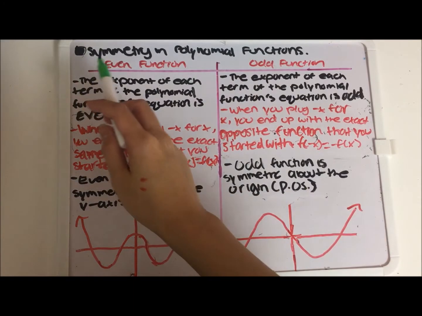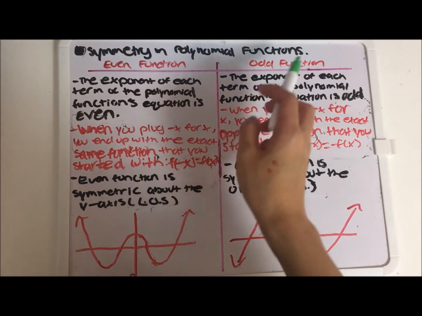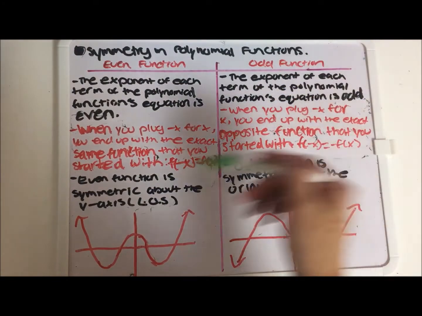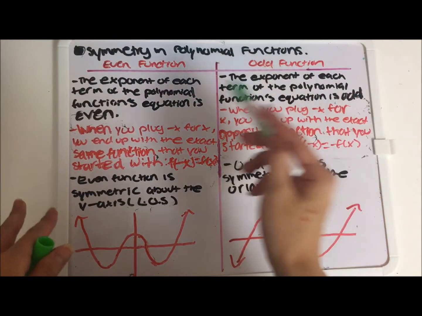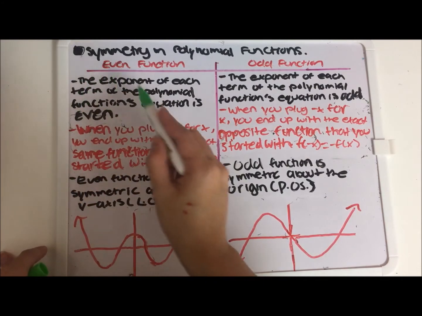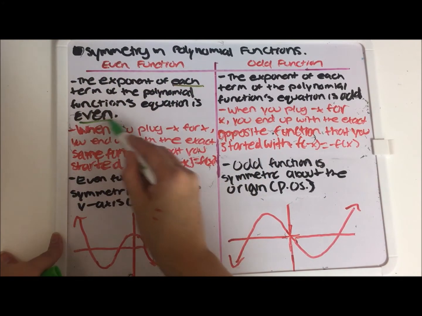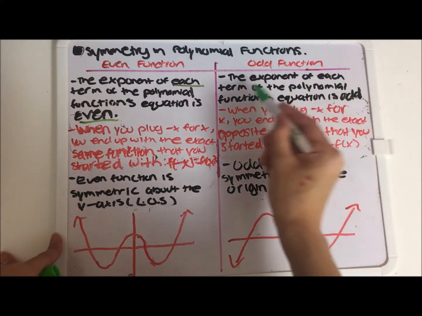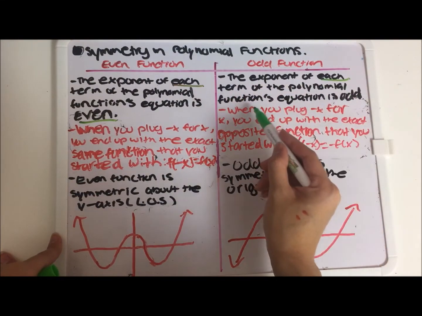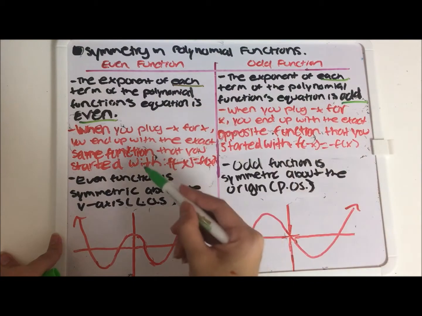So moving on, we're going to talk about symmetry in polynomial functions. Here's the comparison table between even and odd functions. First of all, in an even function, the exponent of each term of the polynomial function's equation is even. For an odd function, the exponent of each term of the polynomial function's equation is odd.